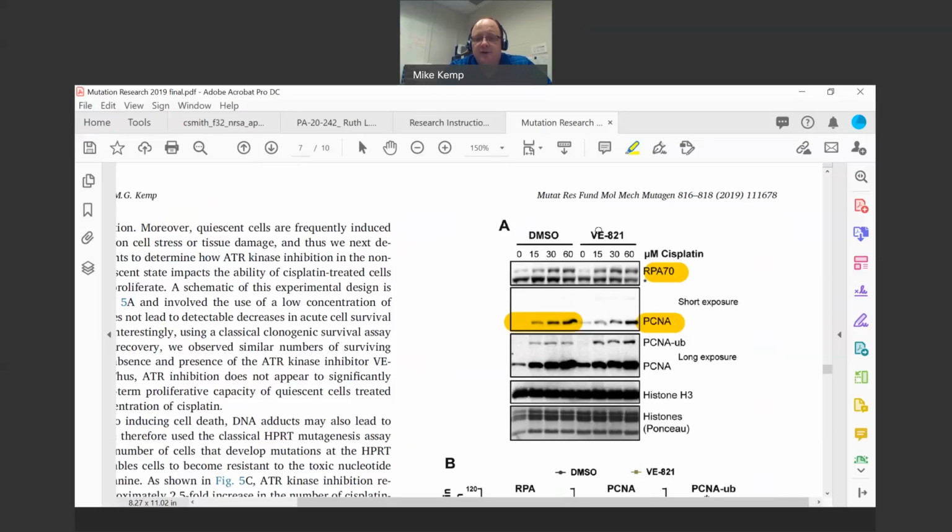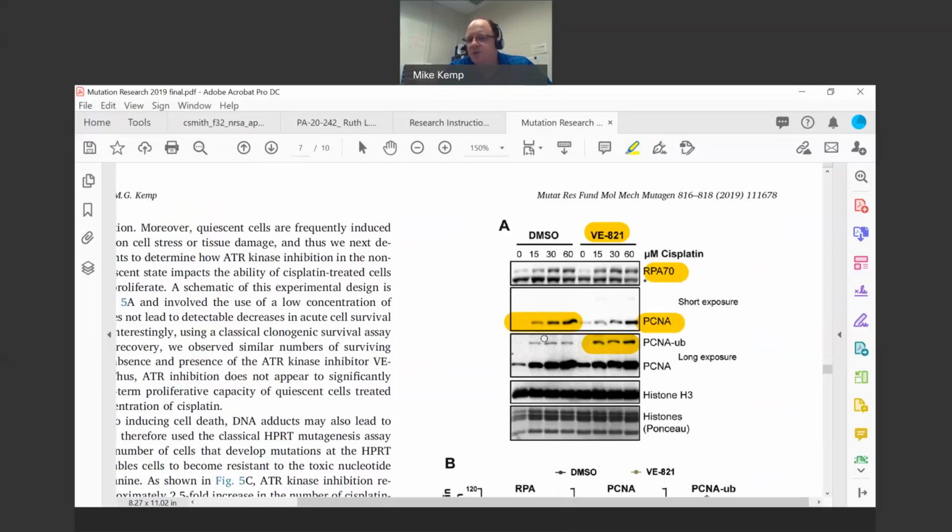And so what we found here, very interestingly, is we certainly see this level induced by cisplatin in these quiescent cells. So again, it is being induced. However, when we inhibit ATR, we see more of that. So again, we see more of this in the right 3 lanes compared to the left. So it looks like when we inhibit ATR, there's more of this modified PCNA in the cells.